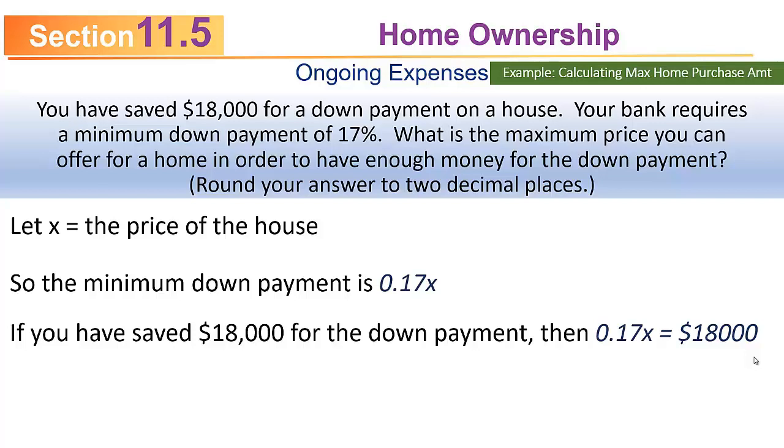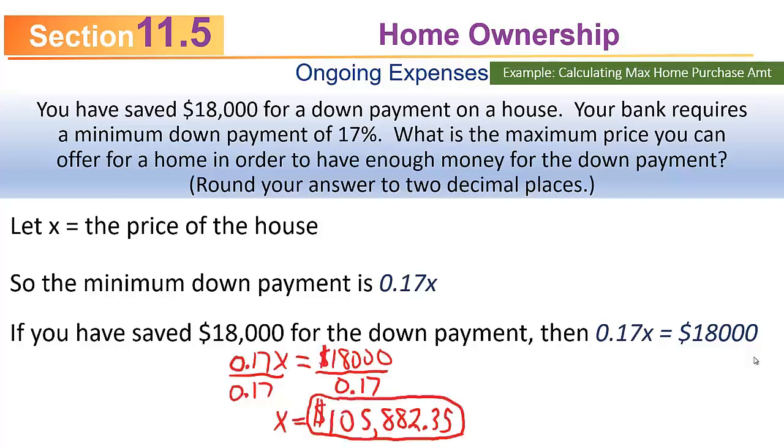That gives you a nice little simple equation. 0.17x is equal to 18,000. If you divide both sides by 0.17, you'll find out that the most expensive house you can afford to buy, given that restriction of a 17% down payment, would be a $105,882.35 house. So if you're looking at homes, there's no sense in looking at a home any more expensive than that because you couldn't afford to buy it.